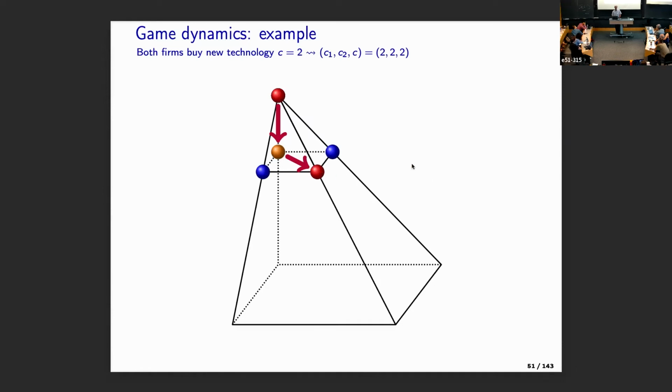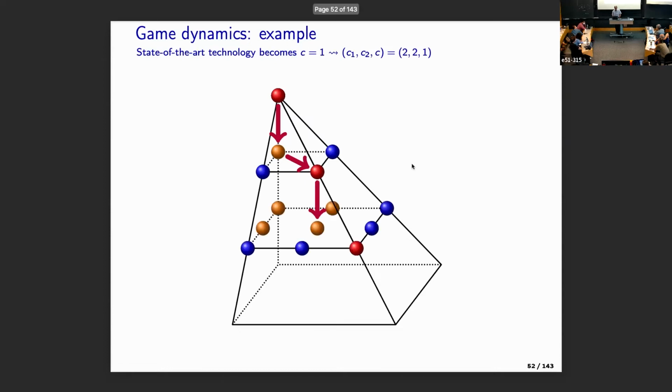And maybe the problem sat there for some time, so several periods. And at some point, there's a new technological improvement. And with the new technological improvement, we again fall through to the next level of this discretized state space, where the state of the art is again below the existing costs of production.